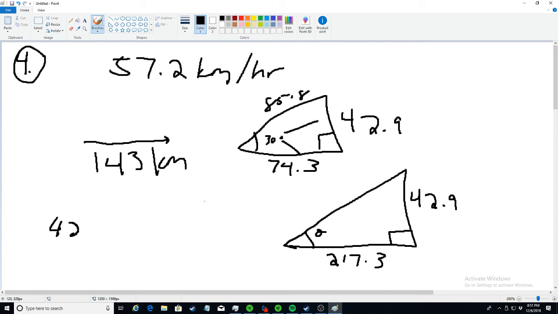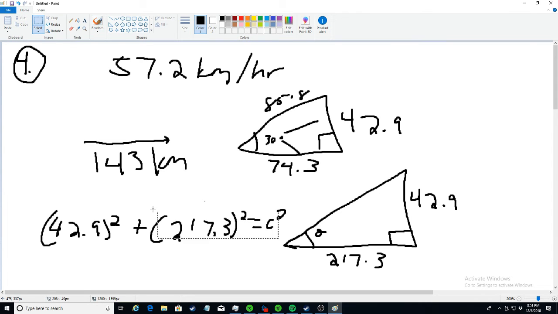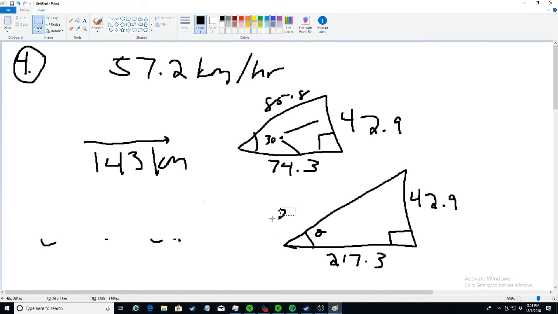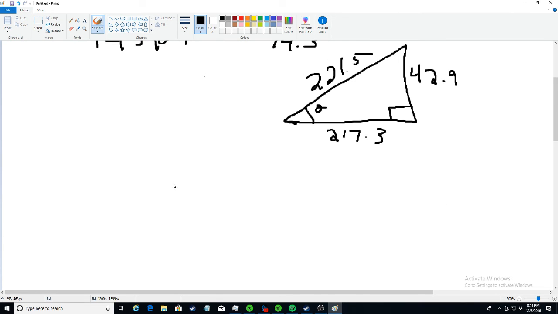And now, everyone's favorite, Pythagorean theorem to find our hypotenuse. It's going to give us c squared. After running the math through your calculator, you're going to end up getting 221.5. If your answers are a little bit off, it's probably just because of rounding. It's not going to be that big of a deal.